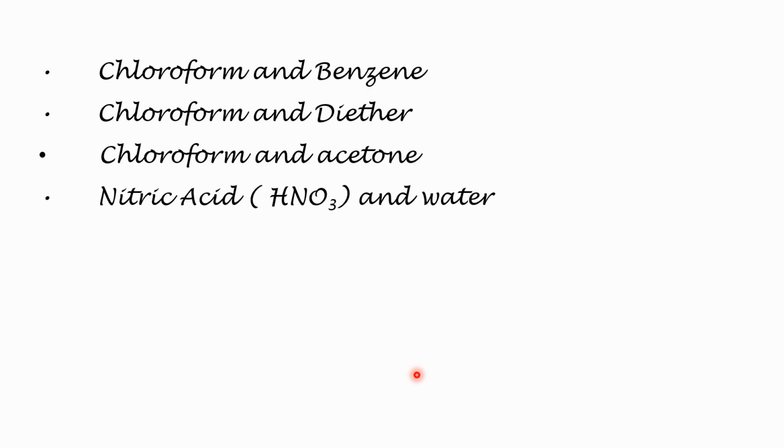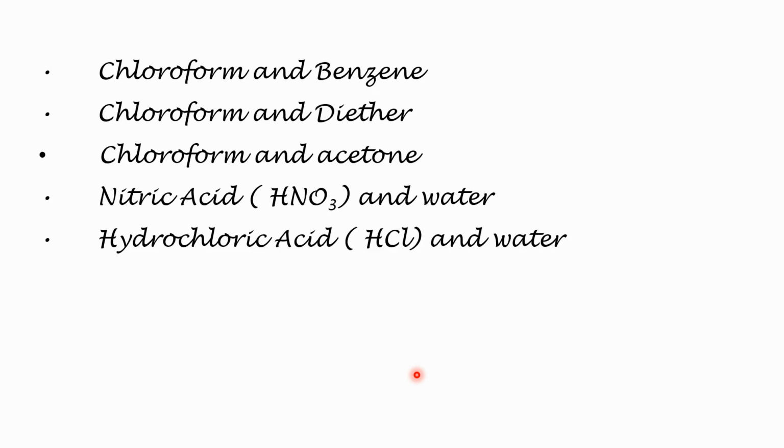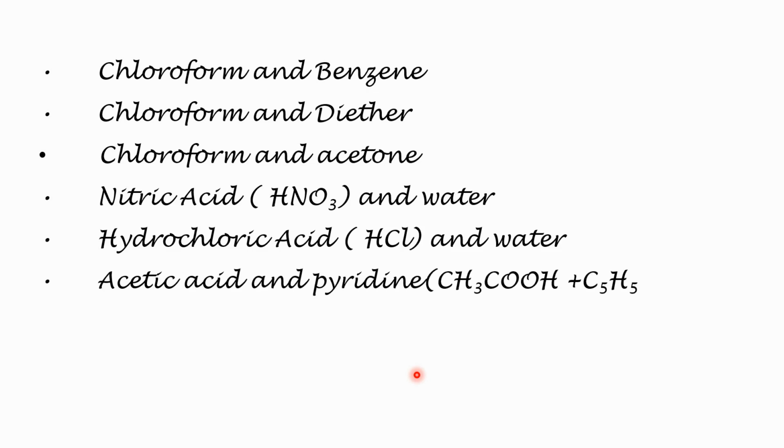These three categories will form negative deviating solutions. Let us see the examples. Chloroform plus benzene, chloroform plus diethyl ether, then chloroform plus acetone. All these are solutions of chloroform. Nitric acid plus water, then hydrochloric acid plus water. These are strong acid and water liquids. Then you have acetic acid and pyridine. Acetic acid is CH3COOH. It is an organic acid.